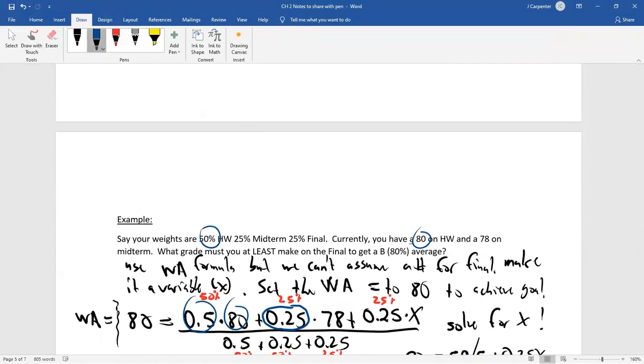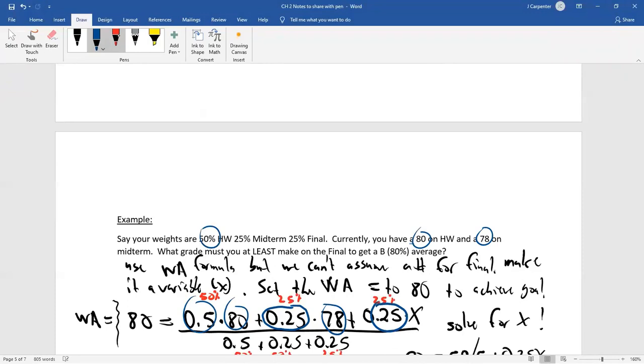All right, so back to where we were. We said the 50% was the homework. The 25% was the midterm, and the midterm grade was the 78, so that's there. But then we're trying to figure out what we need on the final exam, so we are going to include it this time. What do we need on the final?